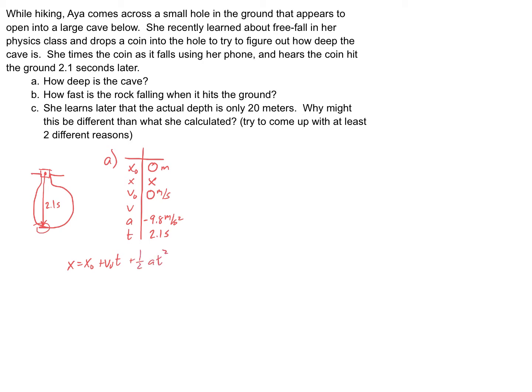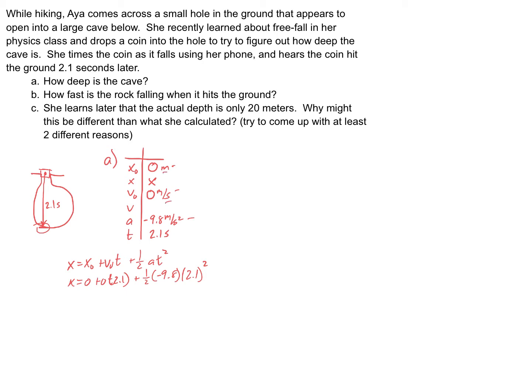And we go ahead and put the numbers in. So x equals 0 plus 0 t. Sorry, that was 2.1. Doesn't matter, it's going to be multiplied by 0 anyway. Plus 1/2 times the acceleration, which is negative 9.8, times the time, which is 2.1 seconds, squared. Now, you'll notice I didn't put the units in here. That's because all of my units here are what we call SI, the Système International. I have no idea how to say it. Don't mess with me. All right, we've got meters and we've got seconds.